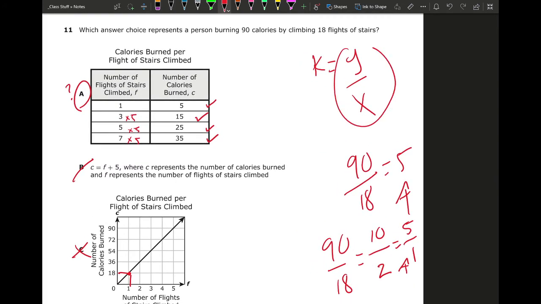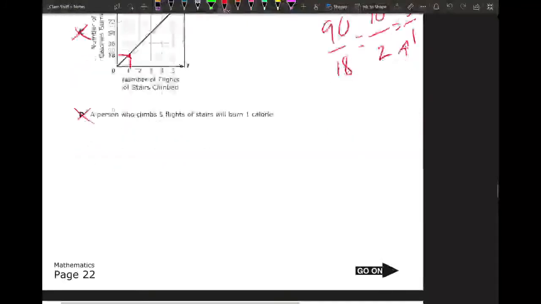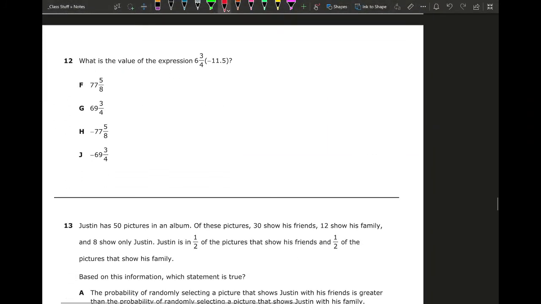You can use this equation and find the unit rate, or just find the unit rate. All you have to do was divide. Let's see if we have any more. Number 12.